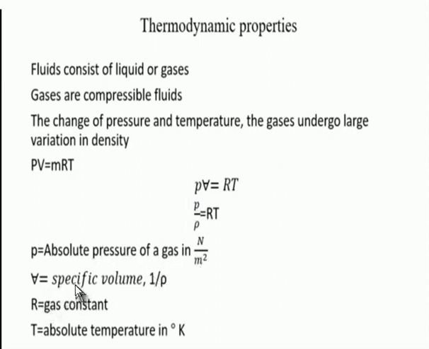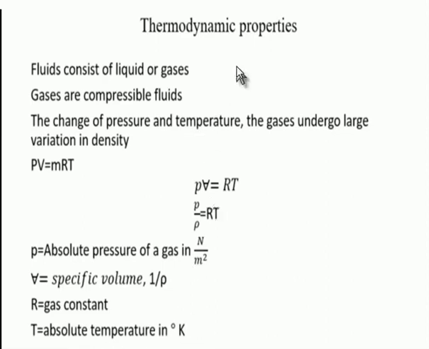This V is the specific volume, which is given by 1 by rho. That's why it is P by rho, which is equal to RT. And this R is the gas constant, and T is the absolute temperature in degrees Kelvin.